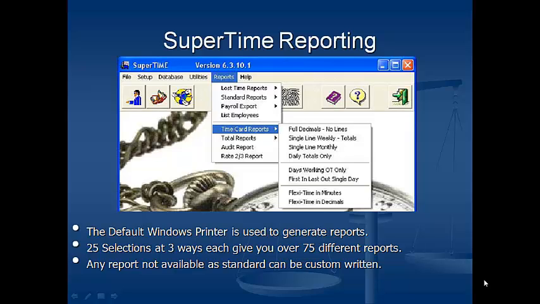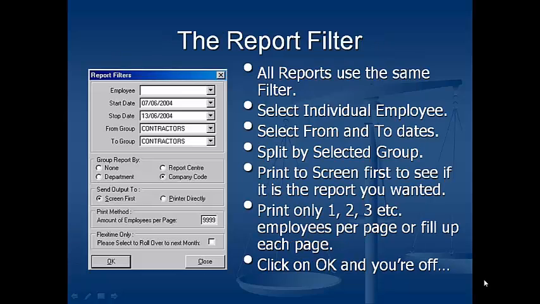SuperTime reporting. The default Windows printer is used to generate reports. 25 sections at 3 ways each give you over 75 different reports. Any report not available as standard can be custom written.